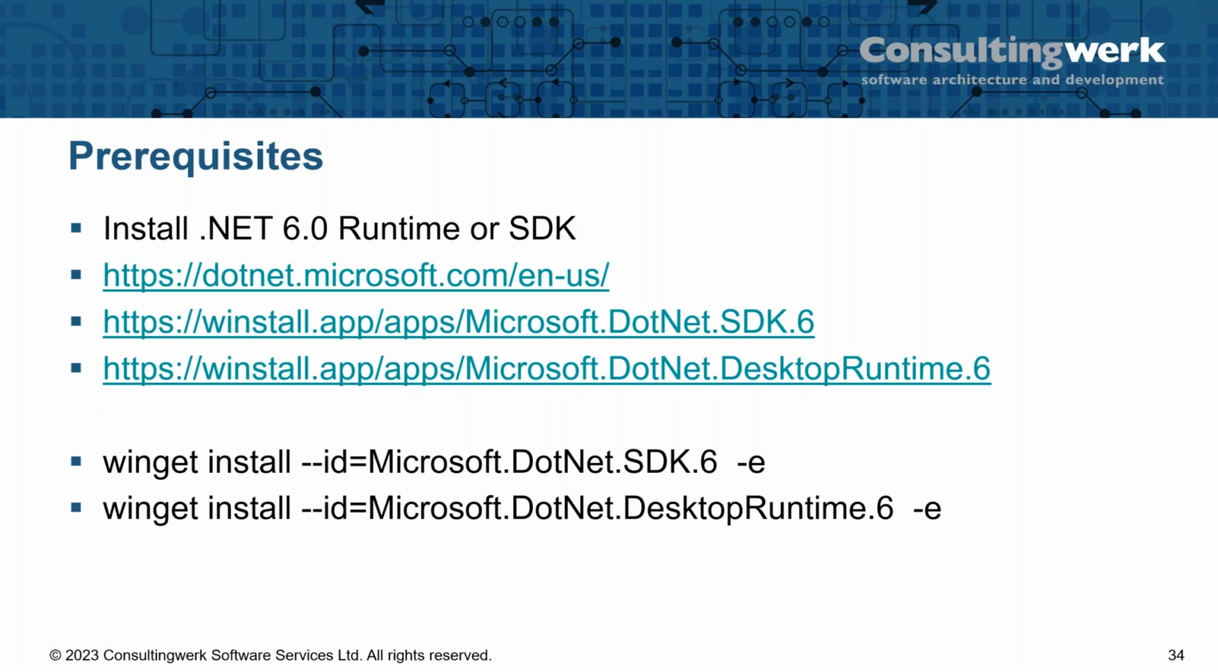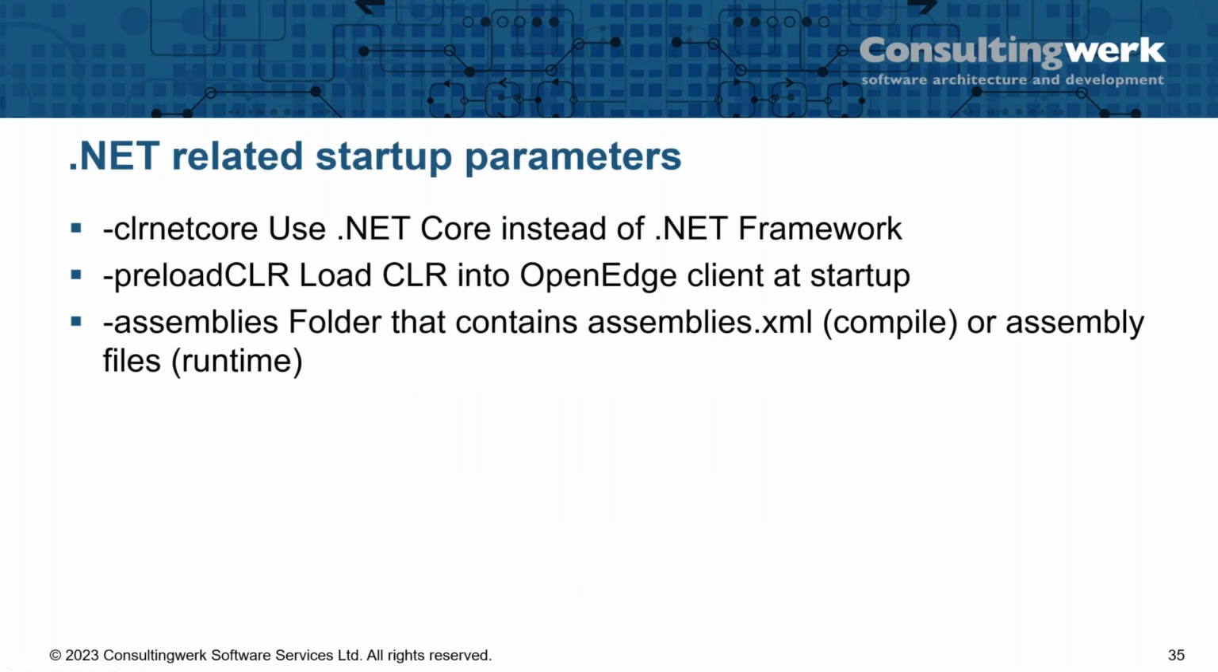You can download the installer from there, or you can use the command line installer winget, which is a package manager for Windows applications, much like NuGet for .NET developers. There are the same startup parameters that could have been used for the .NET Framework in the past. The new one is the first one, CLR Net Core, to use the .NET Core framework. Preload CLR loads the framework runtime not just when it's needed, but when the application starts. And there's the -assemblies parameter that points to a folder that contains the assemblies XML file for deciding which assemblies we need at runtime.